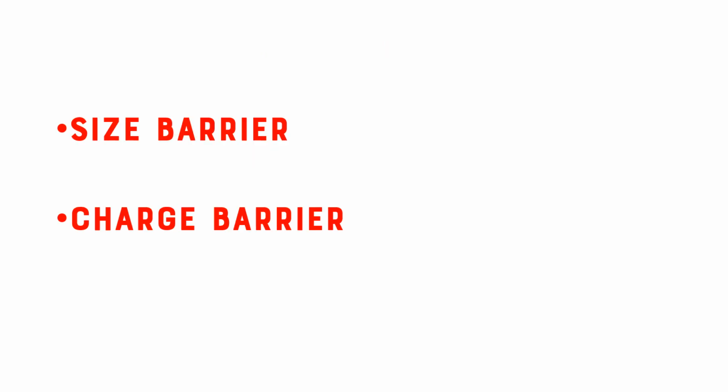Now there are two barriers here: one is the size barrier and one is the charge barrier. There are some diseases in your body wherein the size barrier or charge barrier or both are affected, and as a result they lead to abnormal results in the urine.